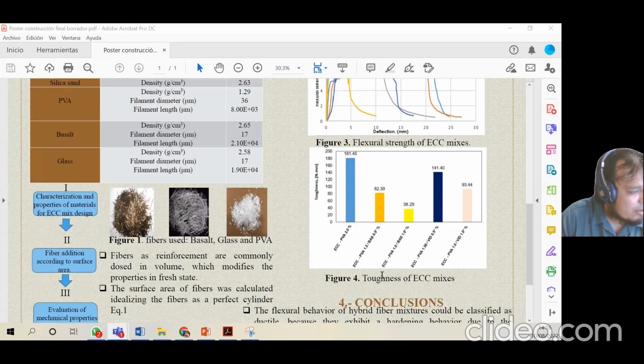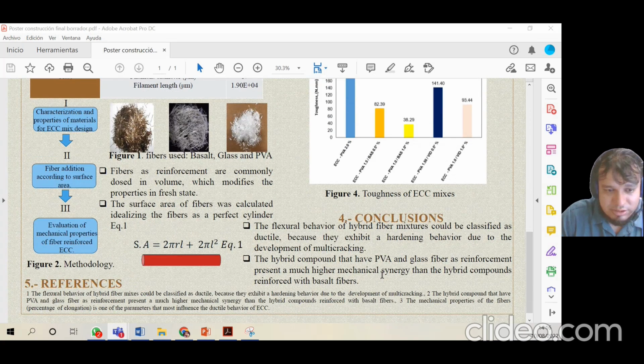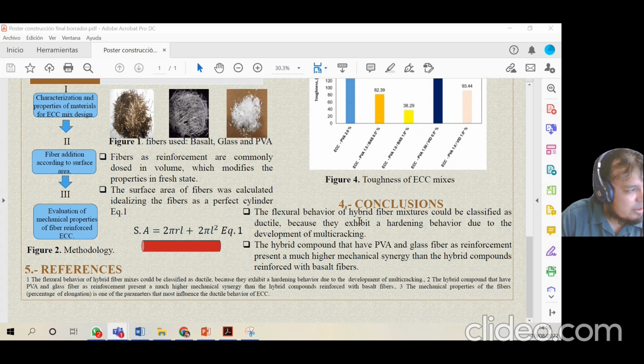Okay, and in conclusion, in section 4, we can say that flexural behavior of hybrid fiber mixtures could be classified as ductile because they exhibit a hardening behavior due to the development of multi-cracking. In the post-cracking behavior, we can obtain principally two behaviors. First is a softening behavior and second a hardening behavior. Hardening behavior is observed when we obtain multi-cracking in our specimen.